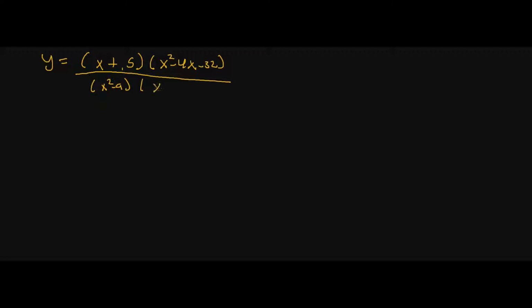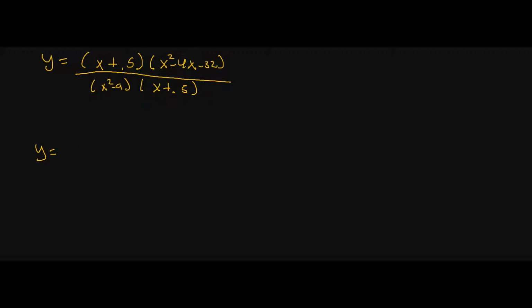Maybe let's do one that's a little bit more challenging. Let's say we have y is equal to x plus 0.5, and then over here we get x squared minus 4x minus 32, all divided by x squared minus 9, and then x plus 0.5.